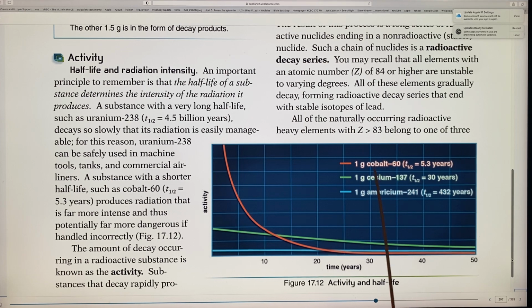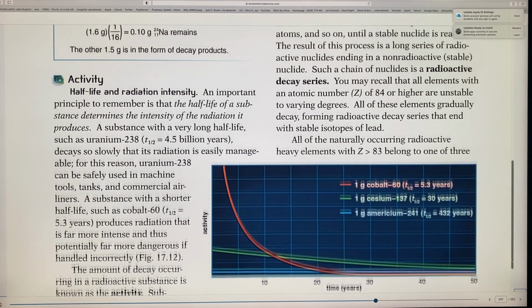So here we have cobalt, cesium, americium. The half-life of cobalt is a short 5.3 years, so we see here it's going to be more intense. Short half-lives are more intense. The half-life of cesium is 30 years, so it's less intense than cobalt. And americium, which is in the uranium group, is practically unchanged for 432 years. So just remember, the half-life of a substance determines the intensity, and the shorter the half-life, the more intense.